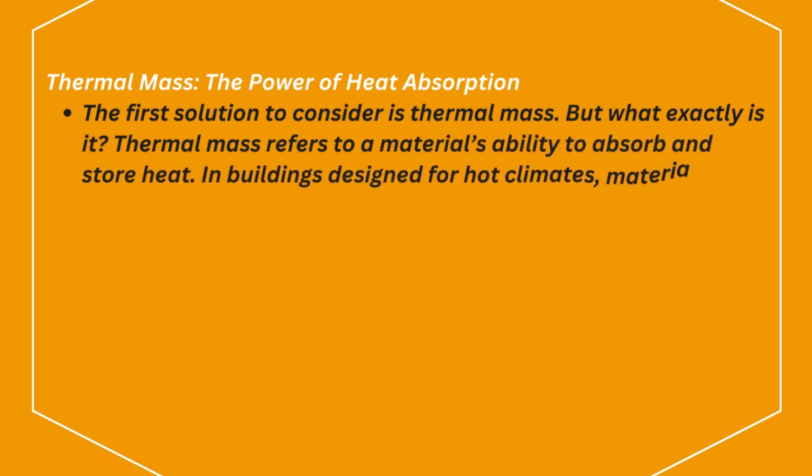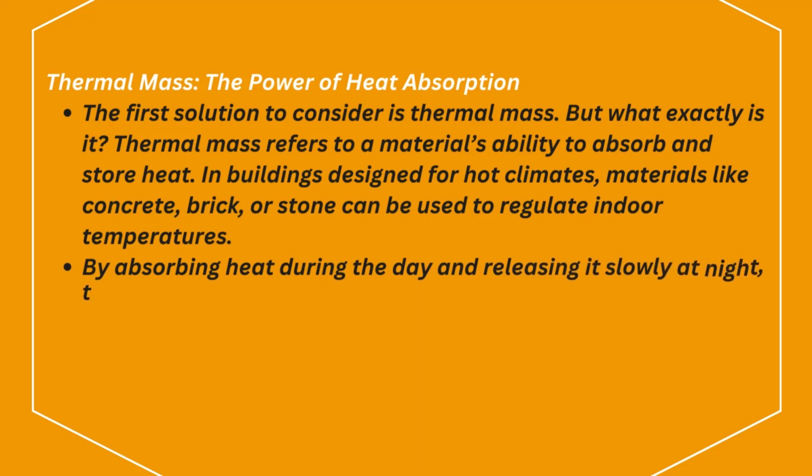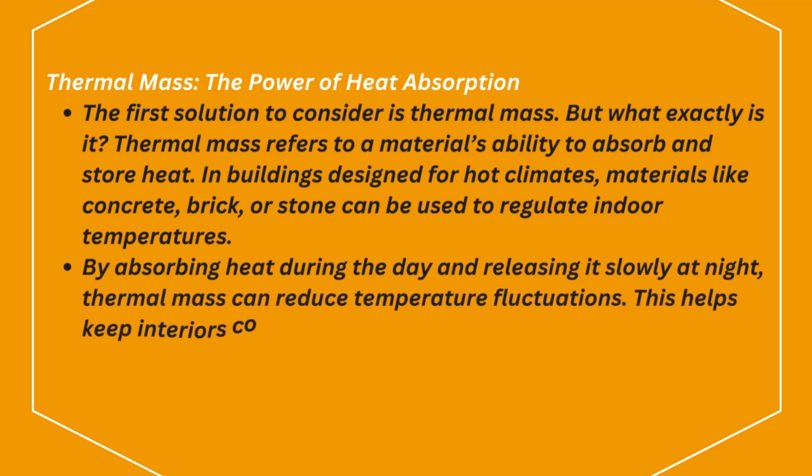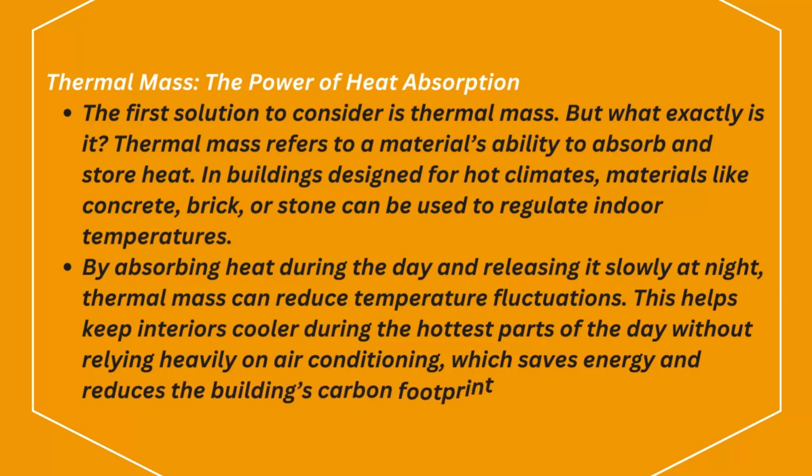In buildings designed for hot climates, materials like concrete, brick, or stone can be used to regulate indoor temperatures. By absorbing heat during the day and releasing it slowly at night, thermal mass can reduce temperature fluctuations. This helps keep interiors cooler during the hottest parts of the day without relying heavily on air conditioning, which saves energy and reduces the building's carbon footprint.